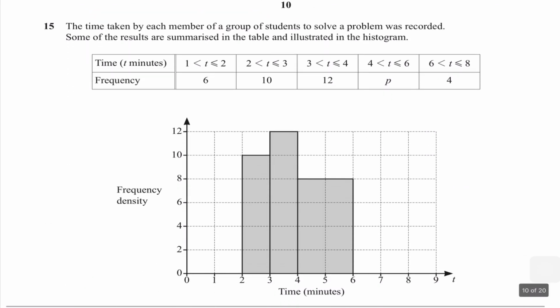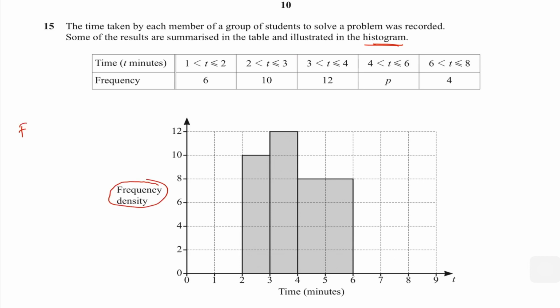Next we have: the time taken by each member of a group of students to solve a problem was recorded. The results are summarized in the table and illustrated in the histogram. So let's underline histogram. Remember, whenever you're making a histogram, on the y-axis you have frequency density, which is calculated by taking the frequency and dividing it by the class width.